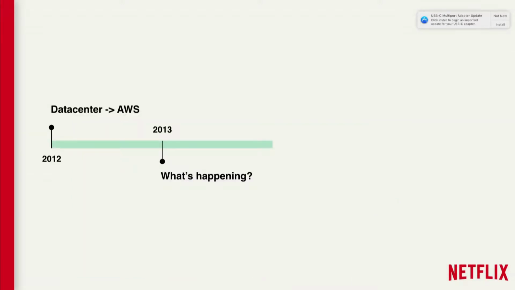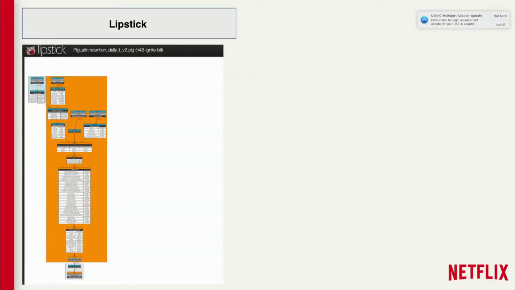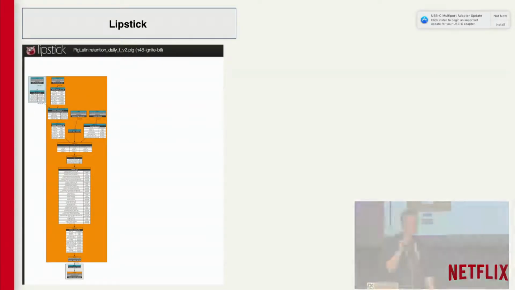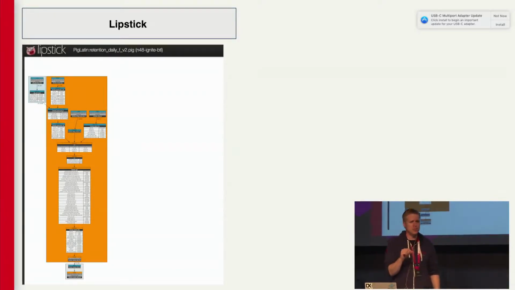But we weren't really stopping there. At that point, we were moving up into the cloud, and our users immediately had problems. We had made it easy for them to submit jobs and to run on the platform. They did not find it very easy. One of the first things we did for them was we built Lipstick. Now, Lipstick is a tool that just shows you the logical execution plan of a Pig script.